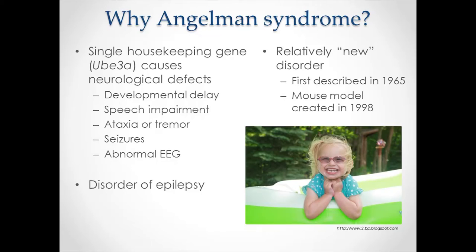Secondly, AS is considered to be a disorder of epilepsy, with greater than 80% of individuals with AS being diagnosed with seizures. Lastly, Angelman syndrome is a relatively new disorder, at least in the realm of research. While it was first described by Dr. Harry Angelman in 1965, it wasn't until 1998 that the first mouse model was created. And so it's been 18 years where a lot of research has been done and we have progressed pretty well. However, there is still no cure for this disorder.